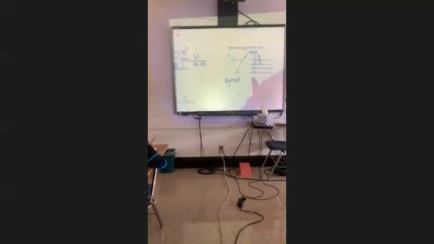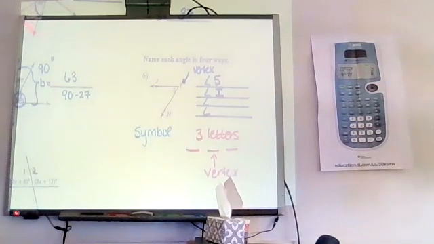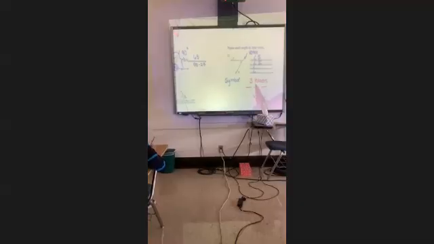Now I'm going to give you a little visual right here. 3 letters. But that letter in the middle always has to be the vertex. Always, always. That letter in the middle always has to be the vertex. So the I has to be in the middle. So J, I, H, or H, I, J.